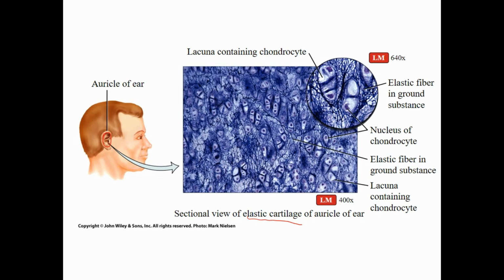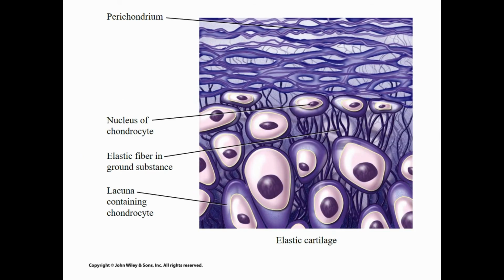And we can see everything's all the same colors. You can see the fibers are kind of a web or a network, and that's what gives it its flexibility. And here's the artistic version, all the cells and the elastic fibers, all giving it its very flexible nature.